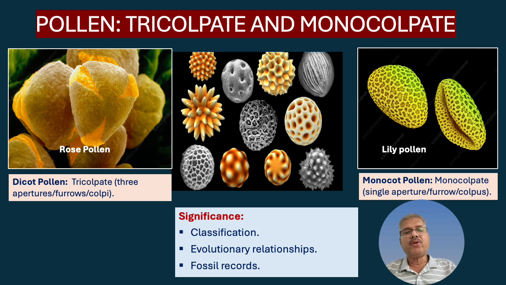The consistent difference is the aperture number. 3 in dicots and 1 in monocots makes the pollen structure a highly reliable characteristic for plant classification, particularly at higher taxonomic levels. Furthermore, pollen's ability to be preserved in fossil records renders this characteristic invaluable for tracing the evolutionary relationship between the plant groups, offering insight into the historical development of the flowering plants.